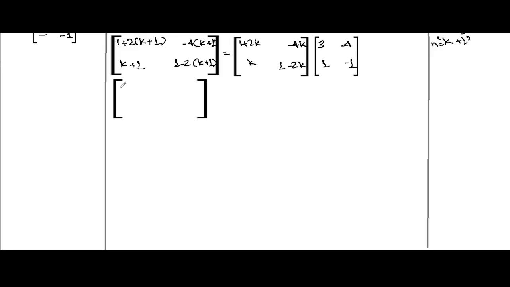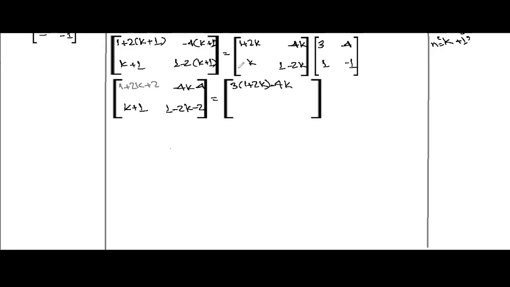Now we are going to open up all these brackets. So 1 plus 2k plus 2, then the next element would be minus 4k minus 4, then this entry would become k plus 1 as it is, and then this would become 1 minus 2k minus 2 equals, now we multiply these two matrices together. First of all, we multiply the first row with the first column. So this multiplied with this becomes 3 into 1 plus 2k plus 1 into minus 4k gives us minus 4k.